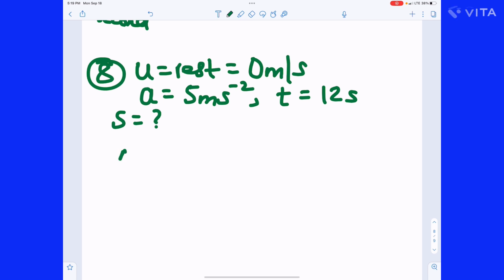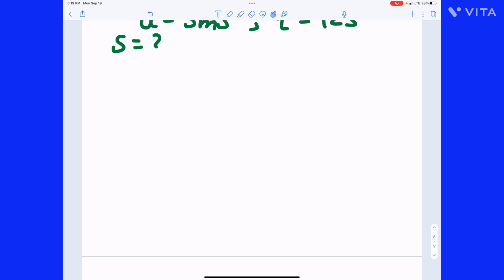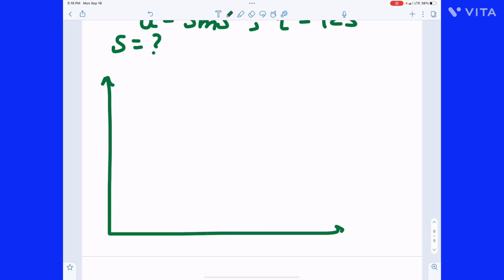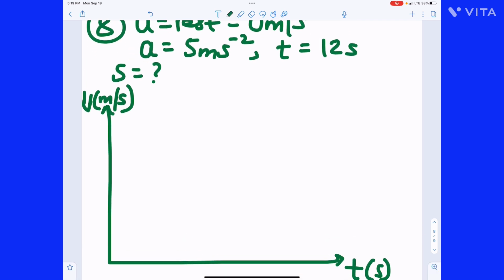That's a simple question. Let's go ahead and draw a velocity time graph for the motion, just to learn velocity time graphing alongside. Time in seconds, velocity in what? Velocity in meters per second. So it says the body accelerates uniformly from rest.